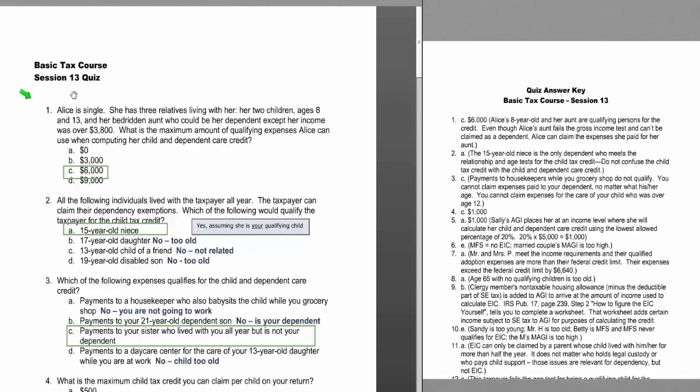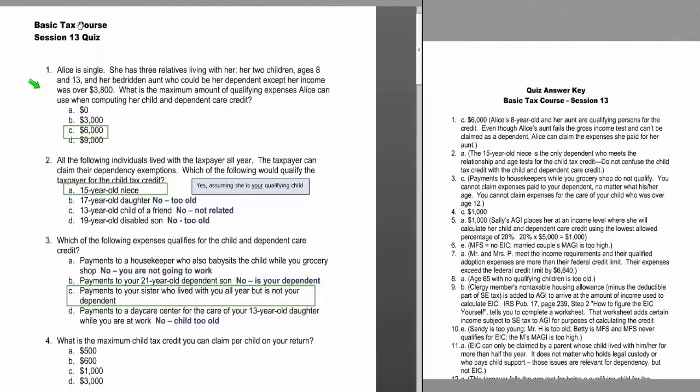So with that brief introduction, let's move on to a review of the Session 13 quiz, beginning with question number 1. Alice is single. She has three relatives living with her, her two children, ages 8 and 13, her bedridden aunt, who could be her dependent except her income was over $3,800. What is the maximum amount of qualifying expenses Alice can use when computing her child and dependent care credit?